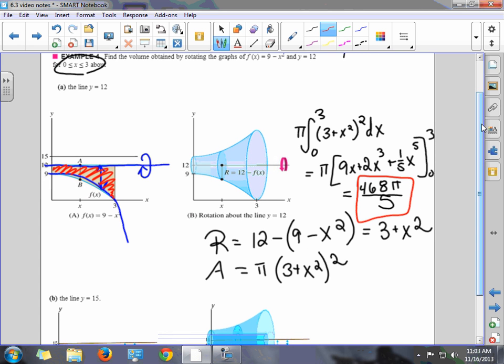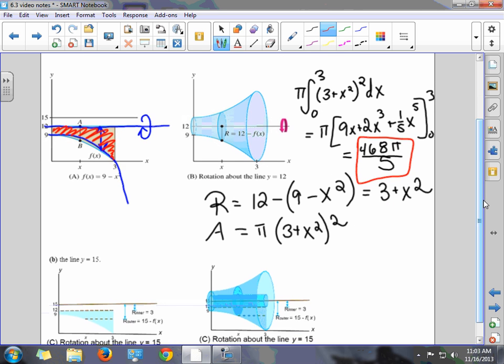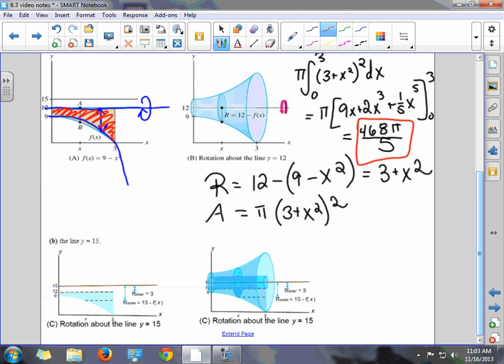So really not much different. You just have to realize that you're finding the area between those two curves, and that's your radius, and then you're going to make your circle. Integrate that. So let's check out this hole.